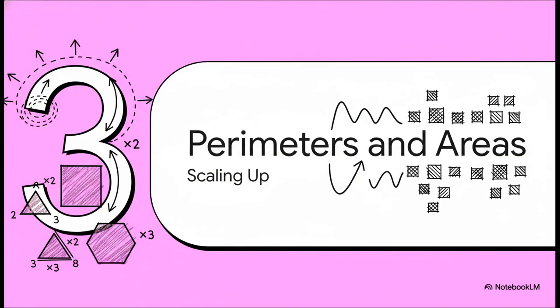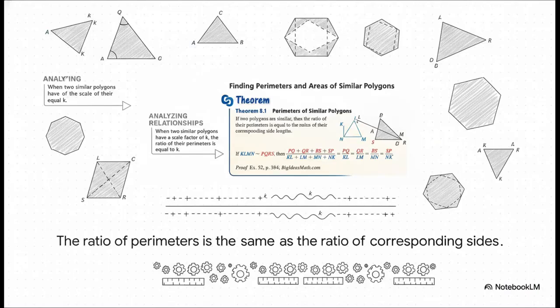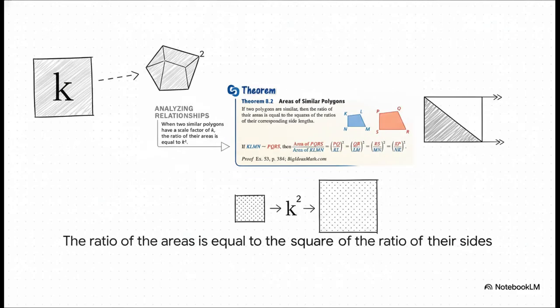Okay, Section 3, scaling perimeters and areas. Now, the scale factor's power doesn't just stop at side lengths. Oh no, let's see how this whole thing builds when we start talking about perimeter and area. So for perimeters, the rule is really simple and direct. The ratio of the perimeters is exactly the same as the scale factor. It's a one-to-one relationship. But for area, there's a twist. You have to square the scale factor to find the area ratio. Think about it. Area is measured in square units, right? So the ratio gets squared too.